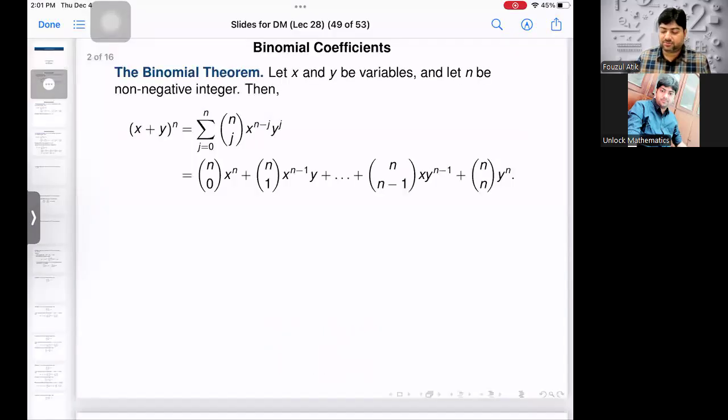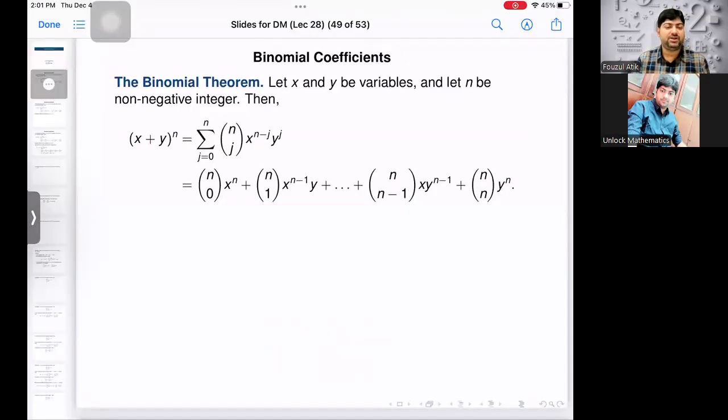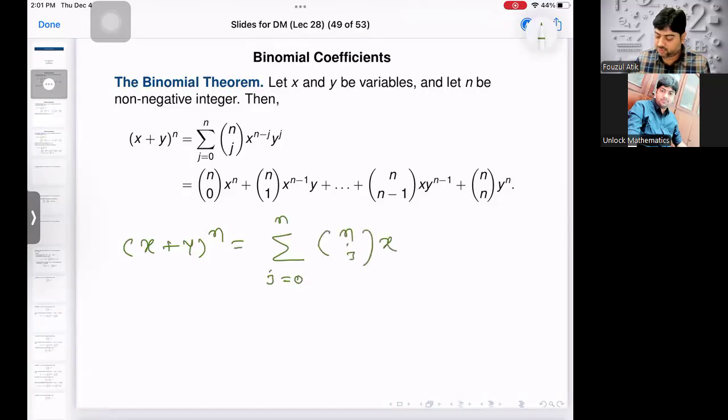Now in this lecture we'll first discuss the binomial theorem, where combinations are also involved. What is the binomial theorem? Let x and y be variables and let n be a non-negative integer. Then, according to the binomial theorem, (x plus y) to the power n is equal to the summation of j equal to 0 to n of nCj into x to the power n minus j into y to the power j. This is called the binomial theorem.